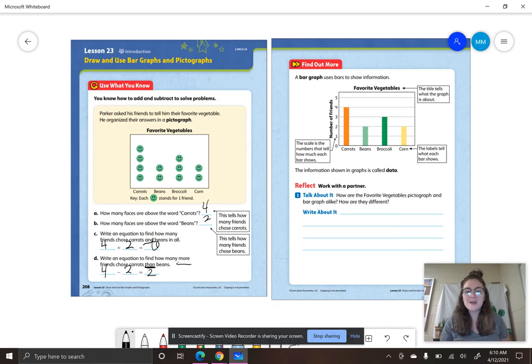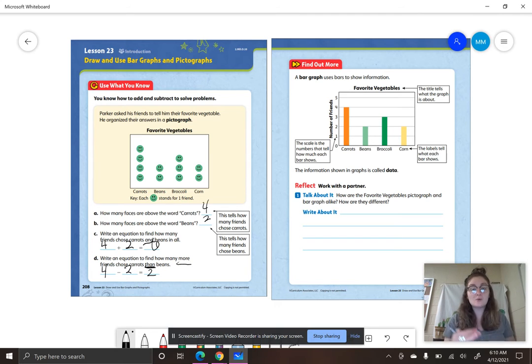All right, let's look at page 209. It says a bar graph uses bars to show information. So just like the pictograph, we have a title. Our title is favorite vegetables. This tells us what the graph is about. On the side right here, it tells us the number of friends. So it has a scale. It starts at 0, just like a ruler. It starts at 0, and it goes in number order.